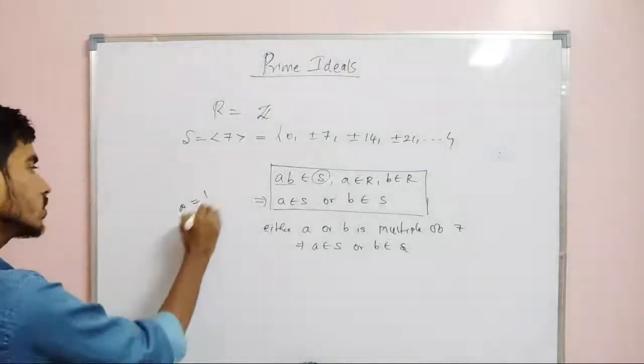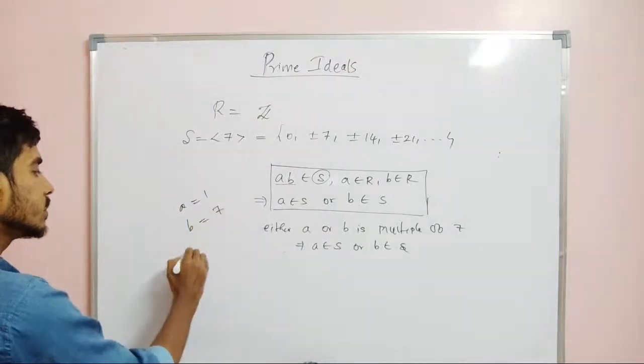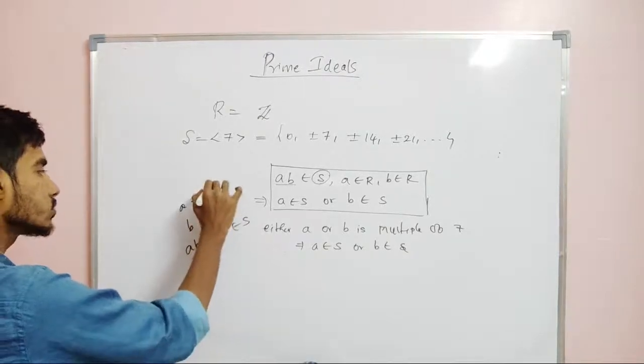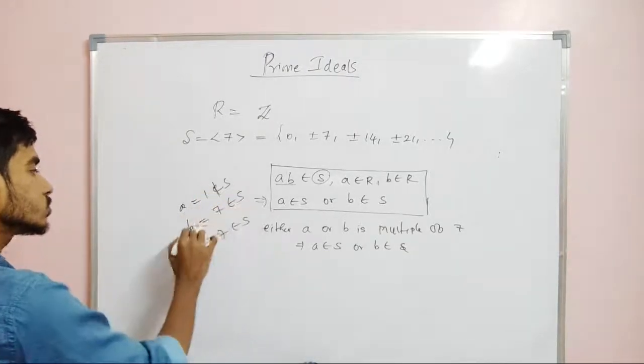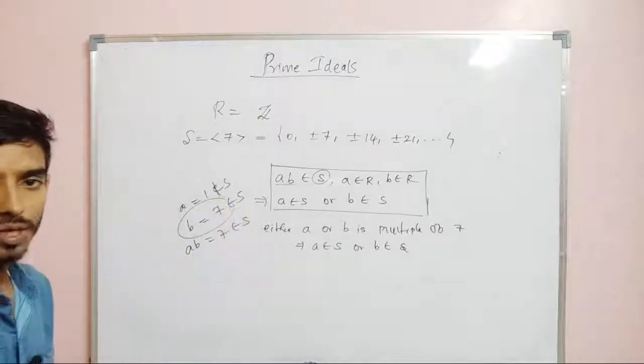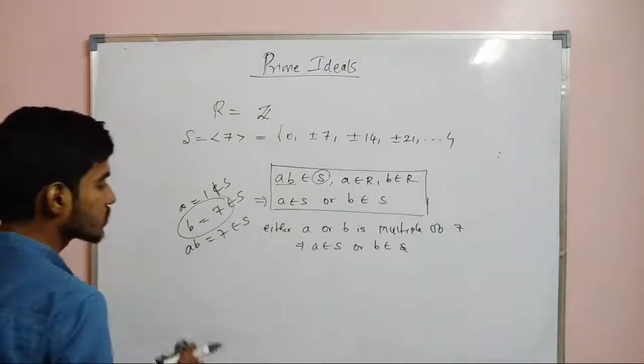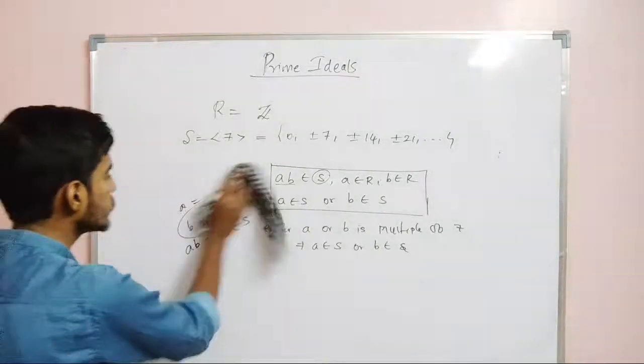For example, if we take A equal to 1 and B equal to 7, then AB is 7, which belongs to S. Here you can see 1 does not belong to S, but 7 belongs to S. So surely one of them should be in S. Yes. So AB is equal to 7, that belongs to S. So this is a prime ideal.